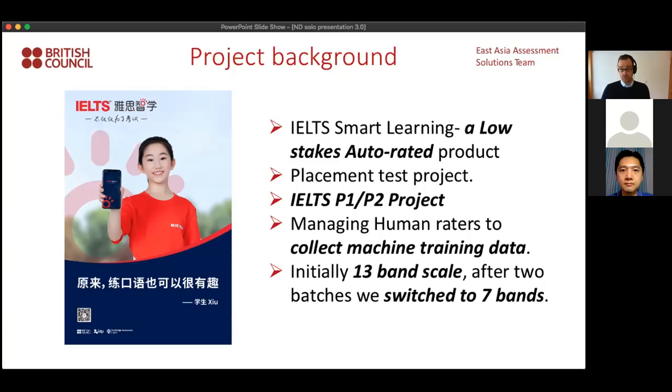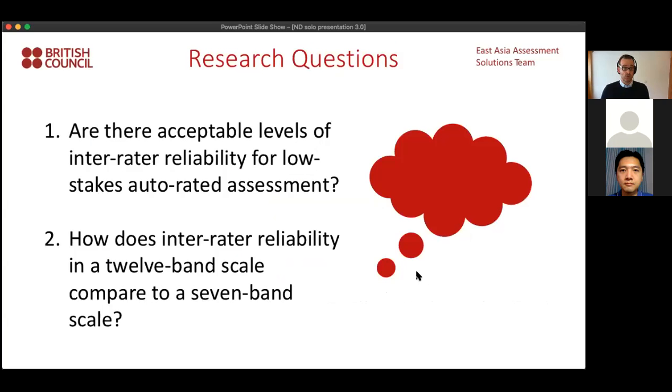The session will discuss the following research questions. Are there acceptable levels of inter-rater reliability for low-stakes auto-rated assessment? And how does inter-rater reliability in a 12-band or 13-band scale compare to a 7-band scale? To help frame what is to follow, it's important to be clear about what is meant by the terms low stakes and inter-rater reliability. Let's look at each of these in turn and then discuss scale length.